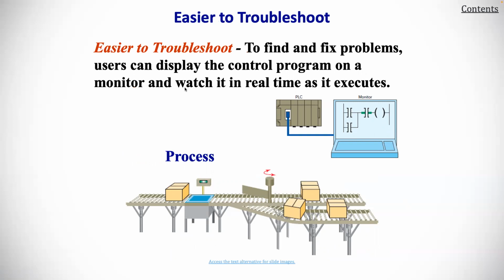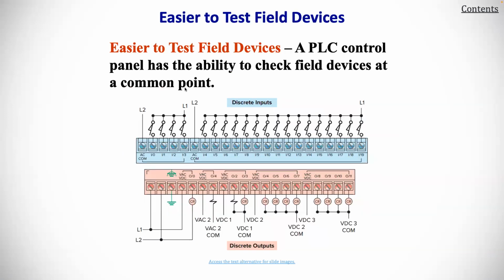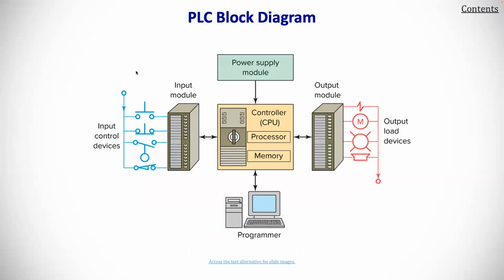To find and fix problems, users can display the control program on a monitor and watch it in real time as it executes. You're not going to be able to get into the guts in that same way when you have a bunch of wires. It's easier to field test the devices. The PLC control panel has the ability to check field devices at a common point. So that's the first section.